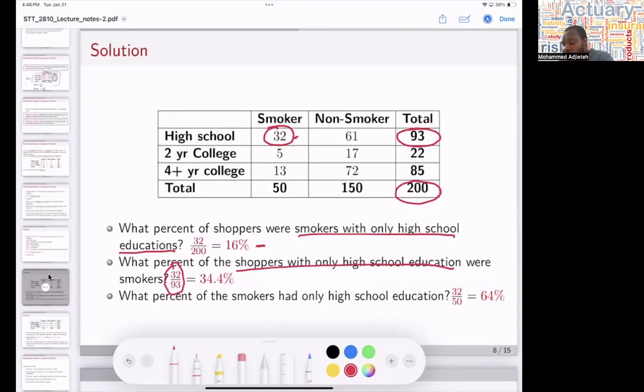And then the other question is, what percentage of the smokers had only high school education? How many smokers do we have? We have 50 smokers. And how many of them had only high school education? 32. So that gives you 32 out of 50, which is the same as 64%.